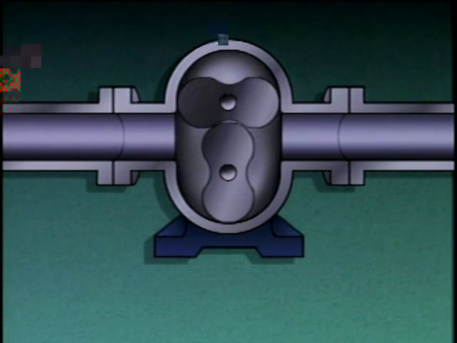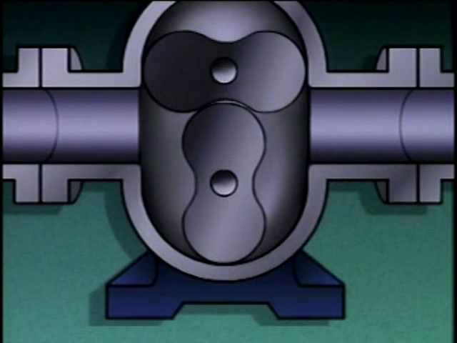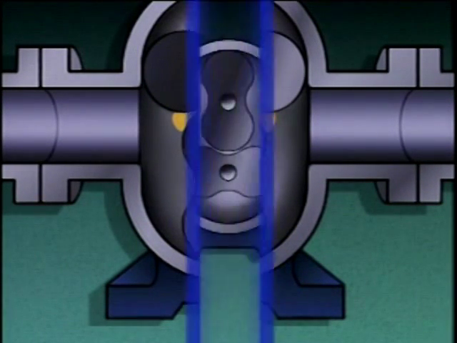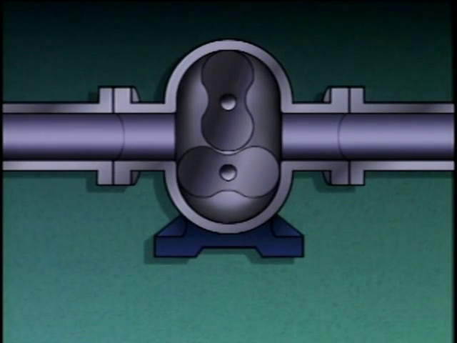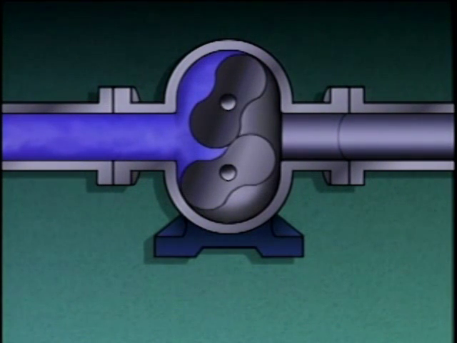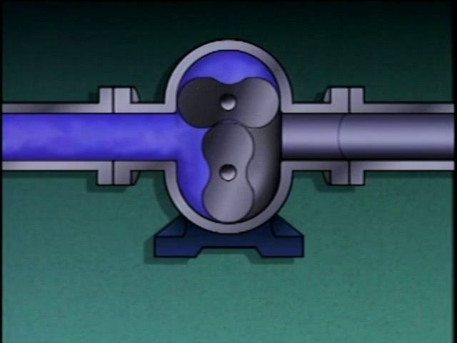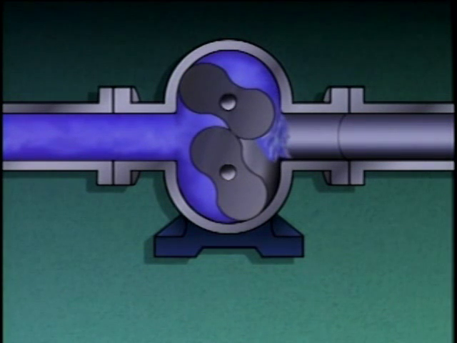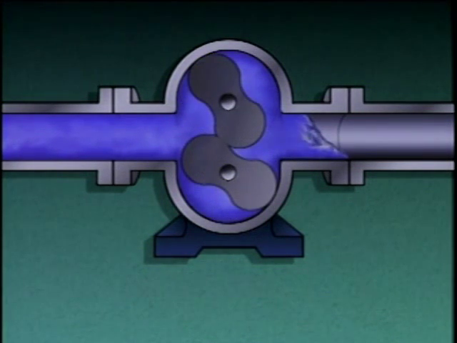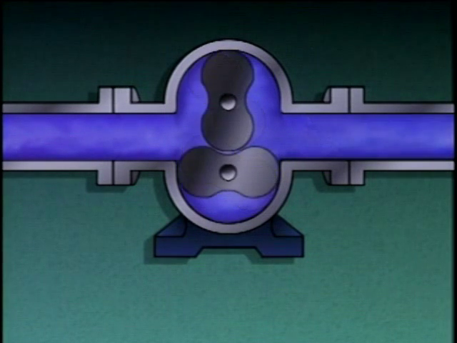The lobes are made so that they rotate closely together. This forms a seal between them that prevents leakage of liquid back to the suction. During operation, the lobes rotate and draw in process liquid through the suction of the pump. As the lobes unmesh, gaps are formed. Liquid is drawn into these gaps and is then trapped in the spaces between the lobes and the casing. As the lobes continue to rotate, the liquid is moved along to the discharge of the pump, where it's forced out of the pump and into the discharge piping.